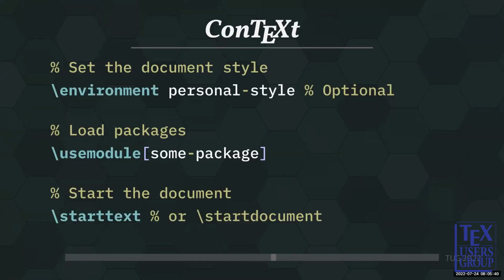So here's ConTeXt. And of course, it's a bit different from regular LaTeX. To load a style, you would often use the environment command. You could also just input macros or use a personal module. But whatever you do, it's optional. It's just to input some commands and set up the style. To load a package, you use the use module command.